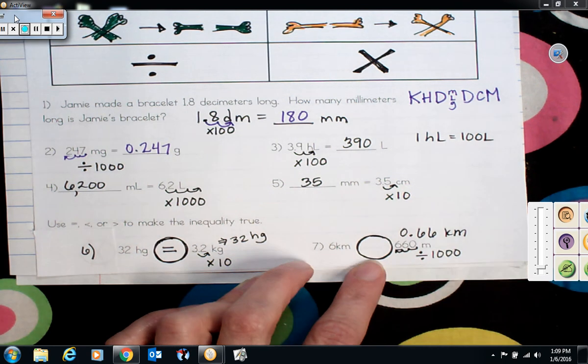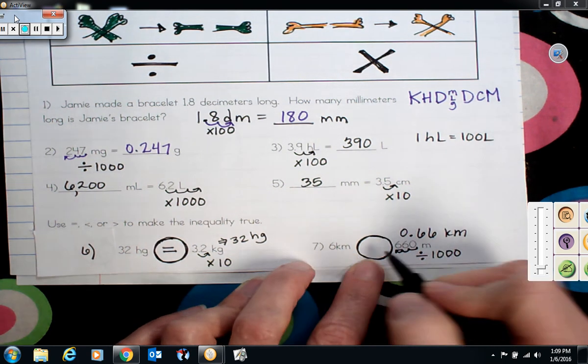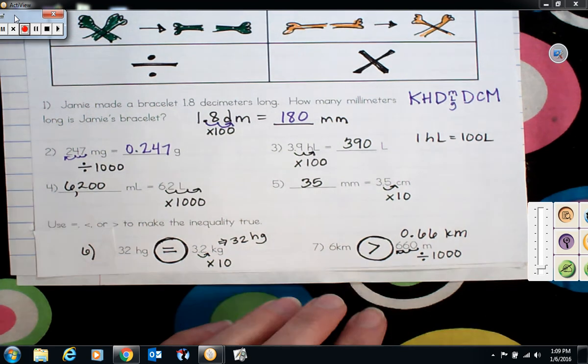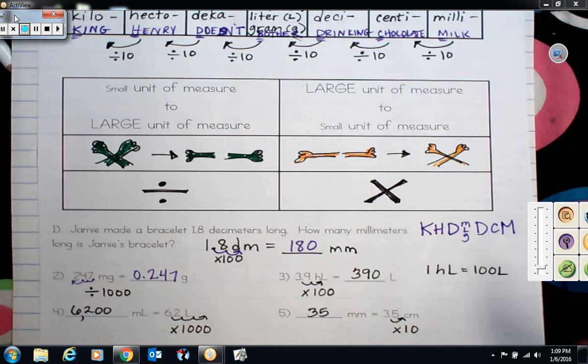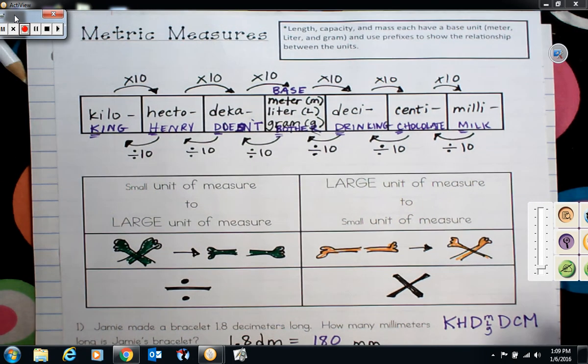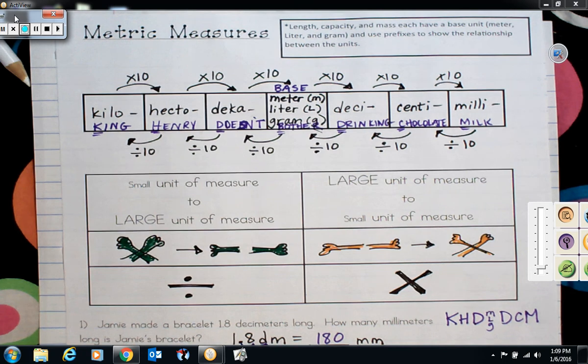And then I can tell that 6 kilometers is greater. So 6 kilometers is greater than 660 meters. And that is a quick version of your metric system and converting different metric measures.